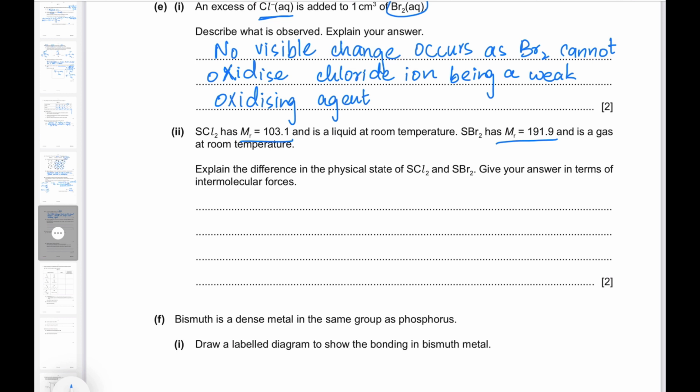Now because chlorine is more electronegative than bromine, it will attract the electron pair more strongly, which will create stronger dipoles, and in turn it will also create stronger intermolecular forces, and that's why sulfur chloride will have a higher boiling point, making it a liquid at room temperature, compared to sulfur bromide, which is a gas at room temperature. So overall, this means that sulfur chloride has stronger permanent dipole forces because it's more electronegative.